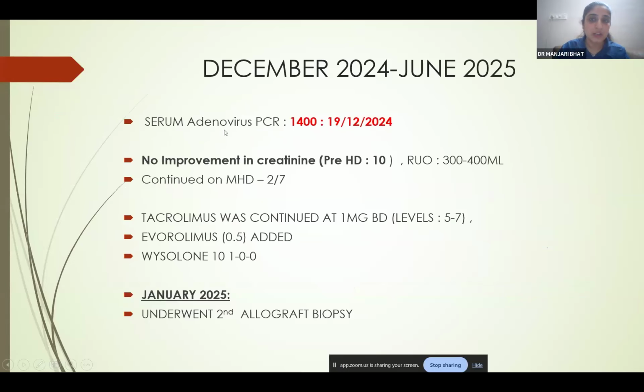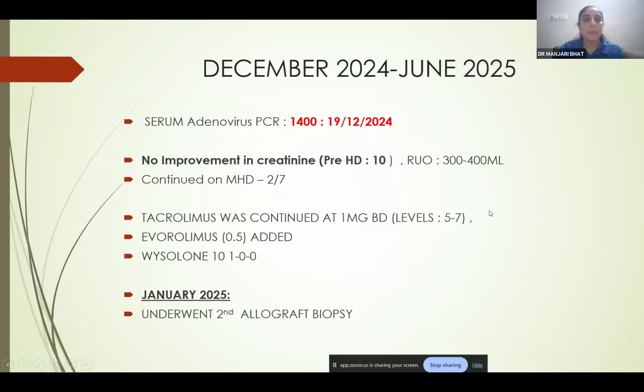Now, the story of our patient continues. After about 1 to 1.5 months of treatment with cidofovir, the serum adenovirus PCR levels came down to 1400. However, there was no improvement in the creatinine. The pre-hemodialysis creatinine was 10. He had a residual urine output of only 300 to 400 ml. Hence, he required maintenance hemodialysis twice weekly. Immunosuppression-wise, tacrolimus was continued at a very low dose, 1 milligram BD, and the levels were maintained at 5 to 7. Everolimus was added, and prednisolone was also continued at 10 milligrams a day.